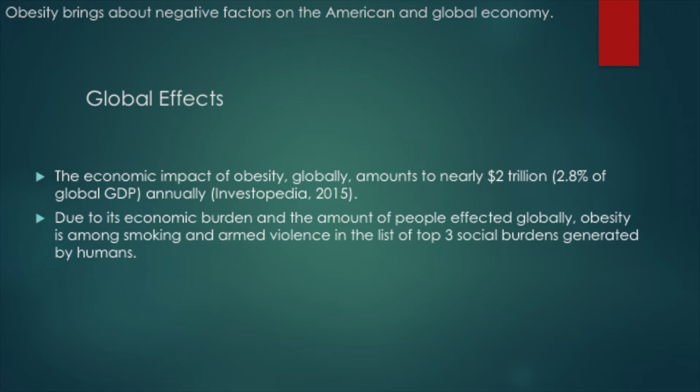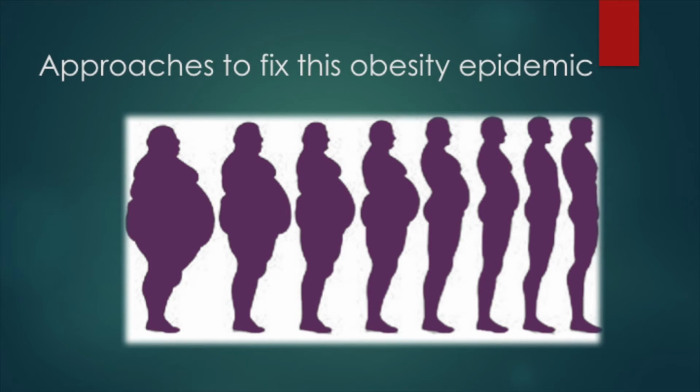Due to its economic burden and the amount of people affected globally, obesity is among smoking and armed violence in the list of top 3 social burdens generated by humans. We are literally strangling ourselves physiologically and economically due to this community problem of obesity. Let's go ahead and realize that 2/3 of our adult population is dealing with this problem. And so are we, even though we may not be obese ourselves, through our tax paying. So let's go ahead and look at approaches we can take to fix this epidemic.